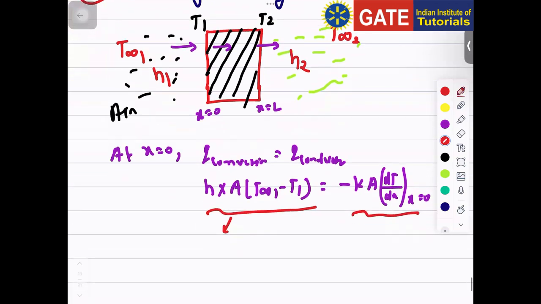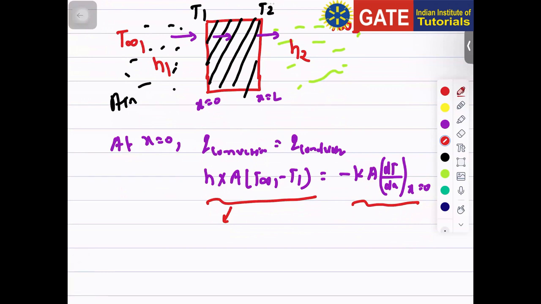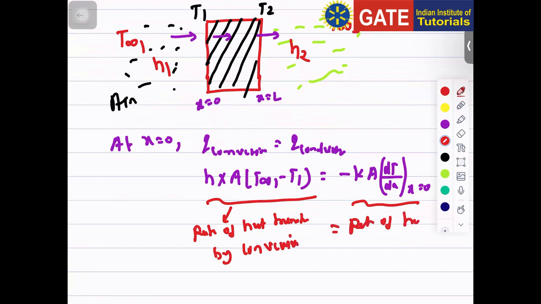In a subsequent lecture, I'll be talking about the rate of heat transfer by convection. So this is called the rate of heat transfer by convection, which equals the rate of heat transfer by conduction. So this is your first boundary condition.